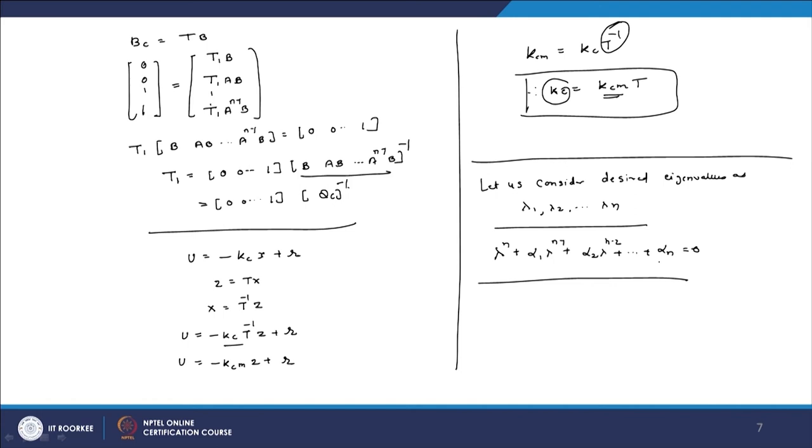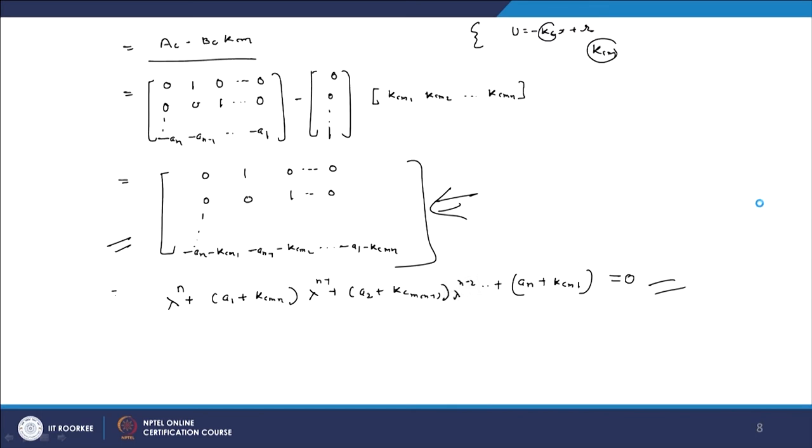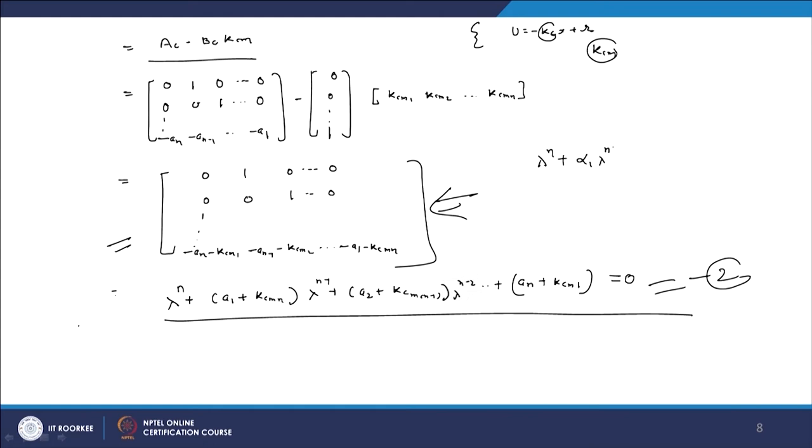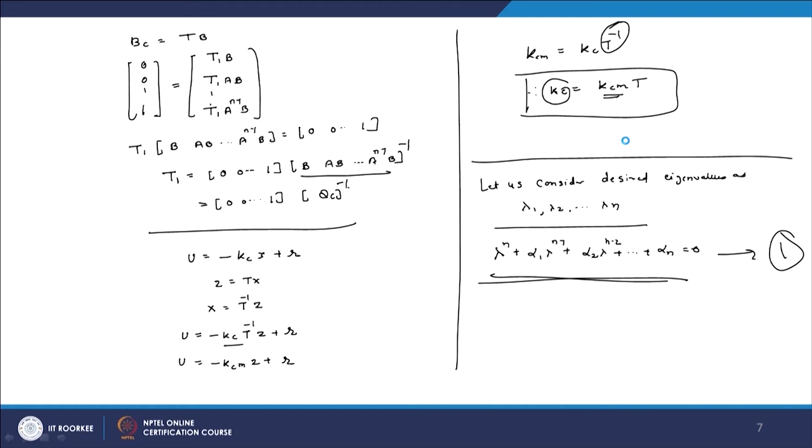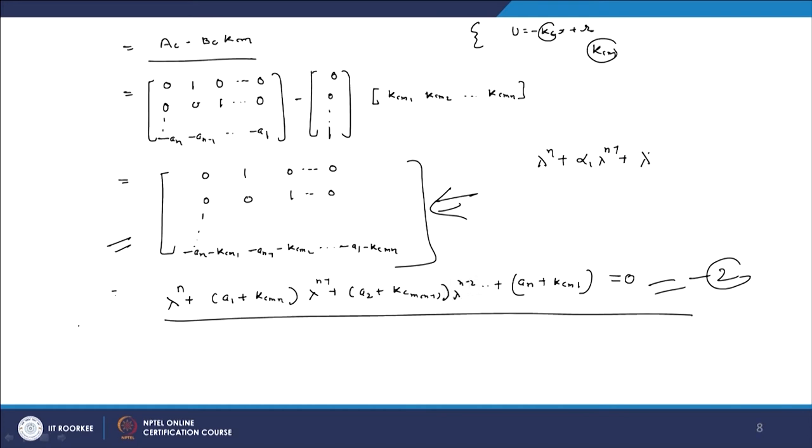So let us say this equation we write as 1 and this equation we obtained as 2, now we compare these two equations, you just see the result. Here I am writing down the equation as alpha 1 lambda n minus 1 plus alpha 2 lambda n minus 2, and this process repeated, plus alpha n equal to 0. So this is the desired, and now this is through transformation.